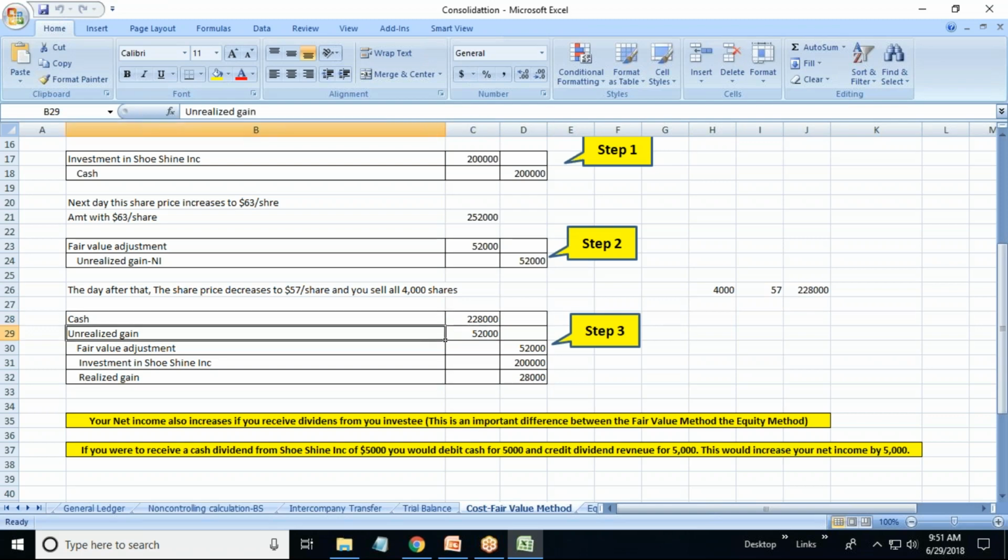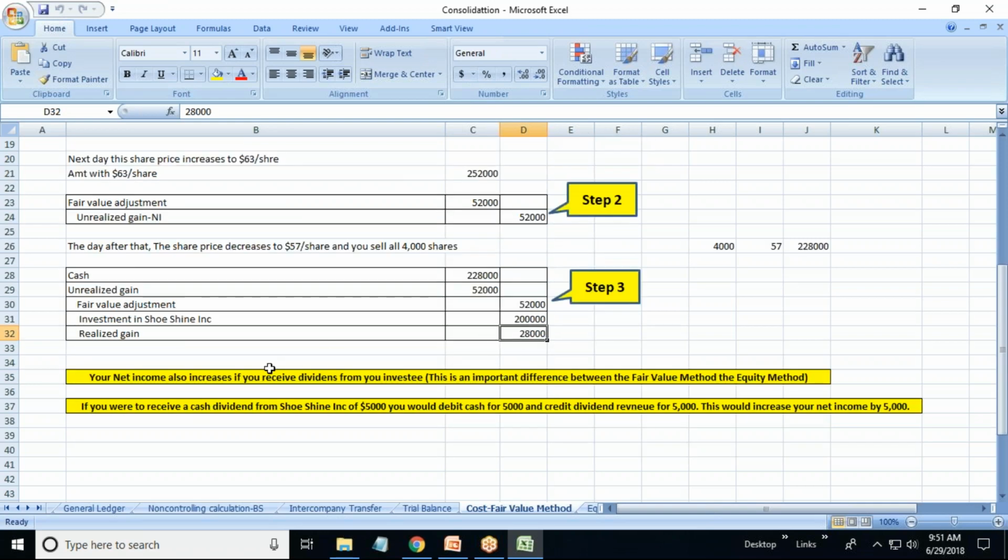You need to remove the unrealized gain, because it was already recorded. For removing that, you enter the reversing entry: you credit the fair value adjustment recorded before, the unrealized gain of 52,000. Then the original investment you made was 200,000. And there is now a realized gain, because you have already sold your shares. So you realize 28,000 of gain. That's realized, and it's in income.